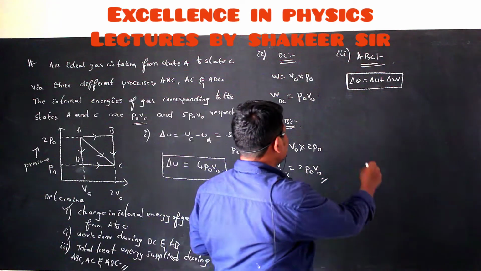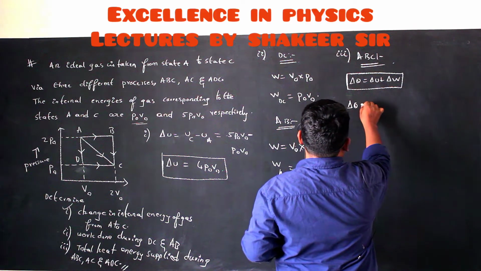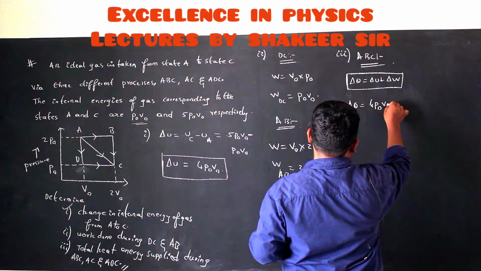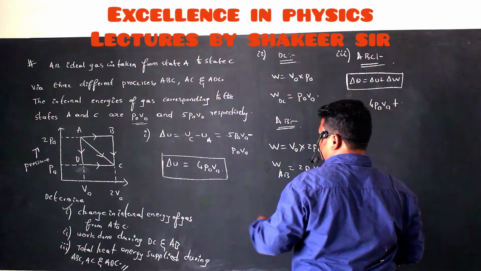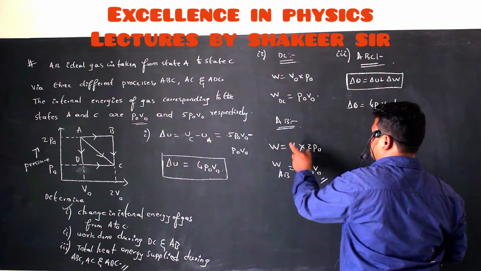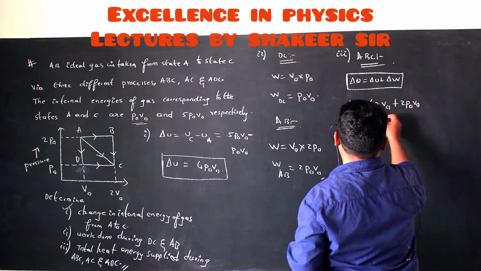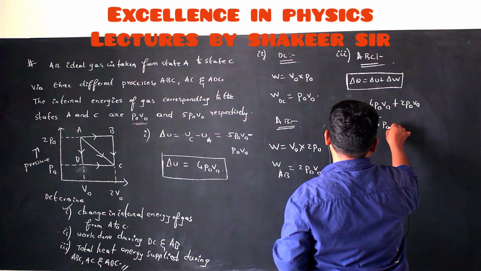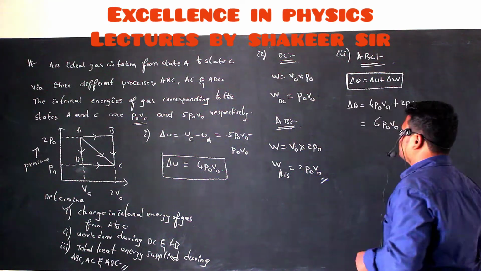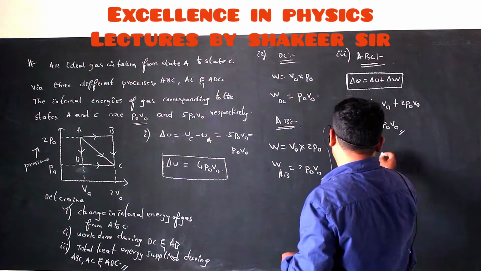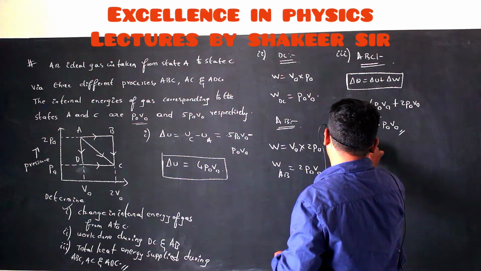So delta Q is equal to delta U. What is the change in internal energy? 4 P naught V naught plus work done only from A to B. Work done from A to B is 2 P naught V naught. So total is 6 P naught into V naught. This should be our answer. Clear?